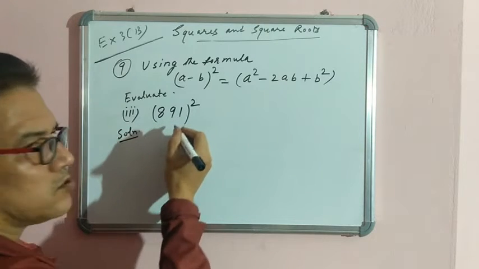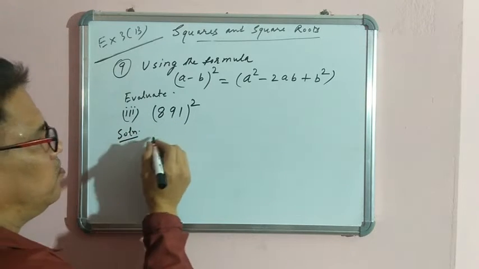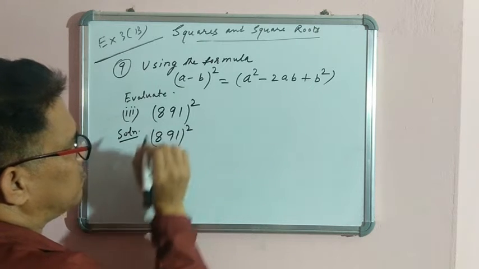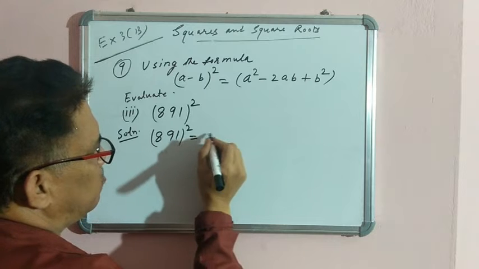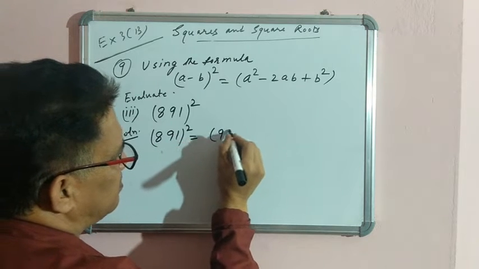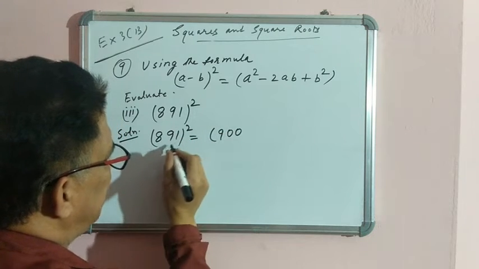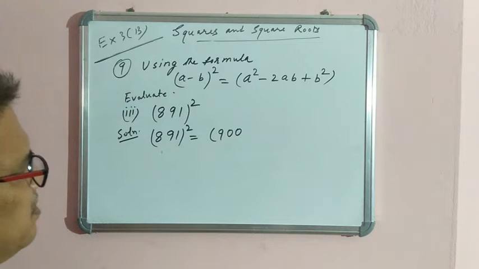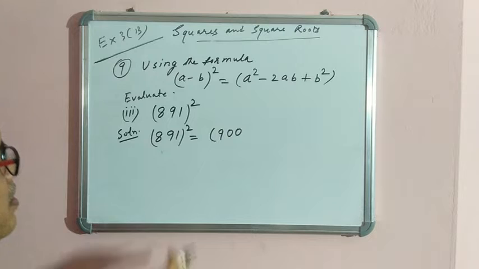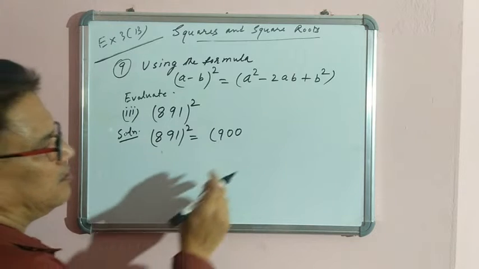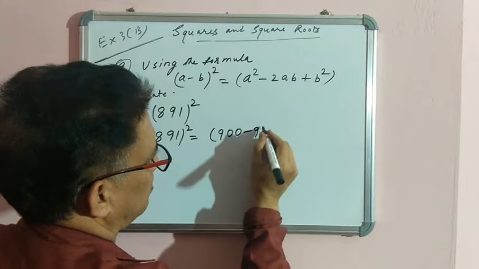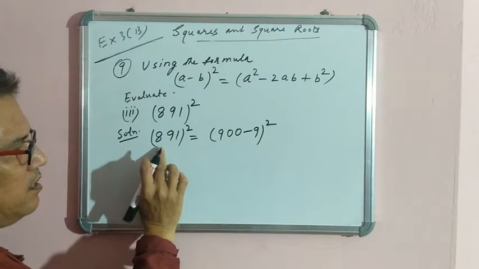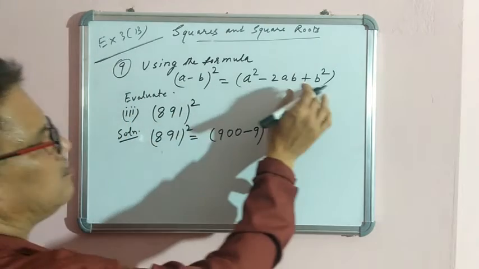891 is close to 900. So the value of A we will take is 900, and to get 891 we have to subtract 9 from 900. So it is 900 minus 9 whole square. If you solve this again, you will get this one. Clear? So now we will use this formula.